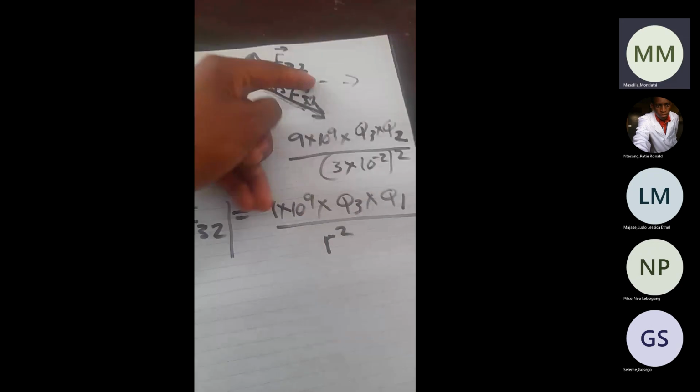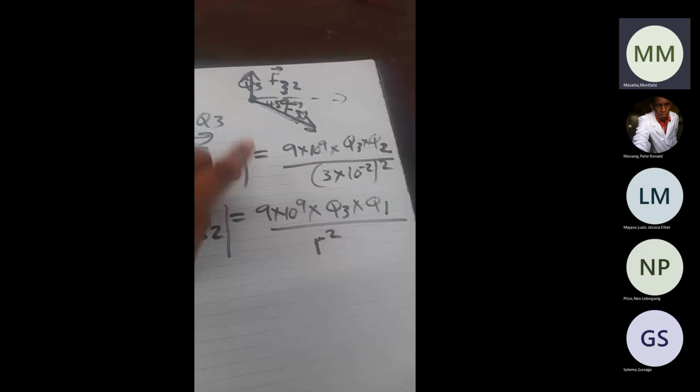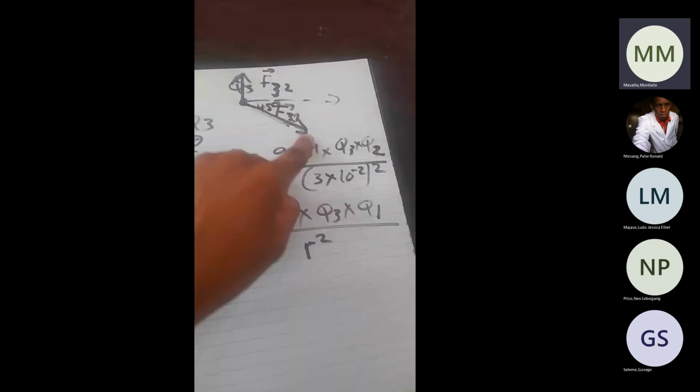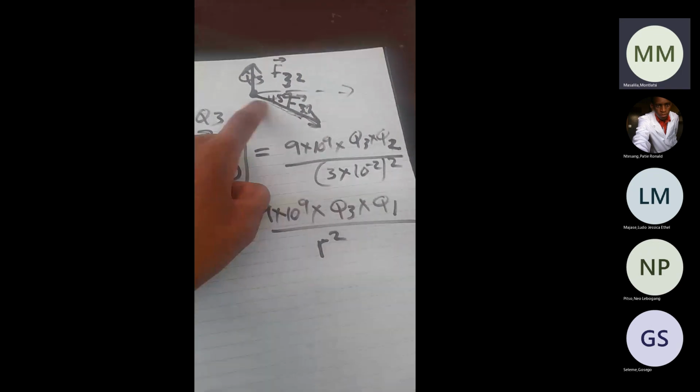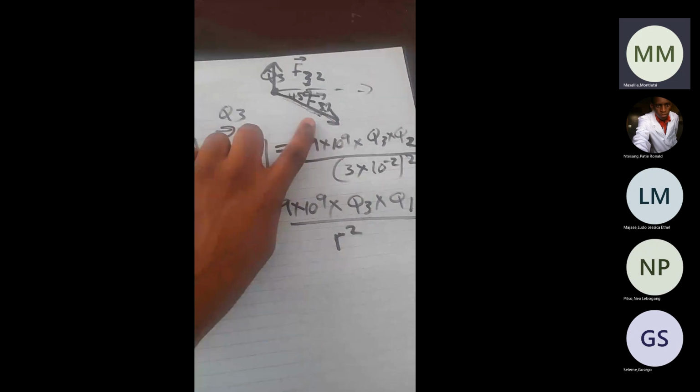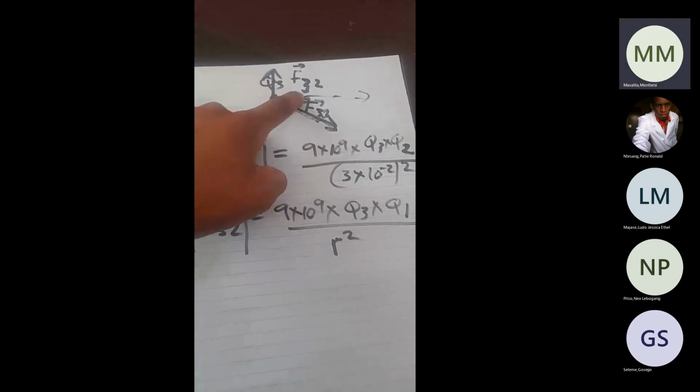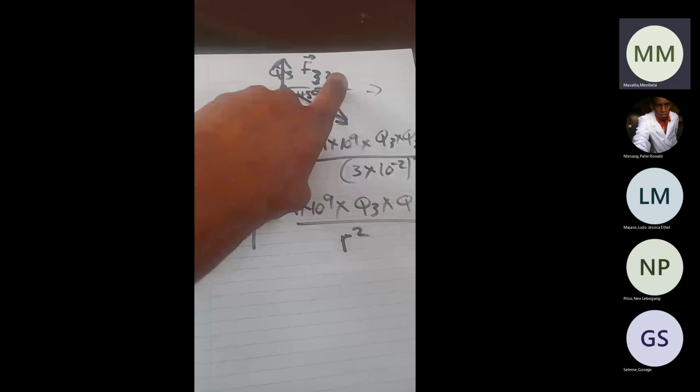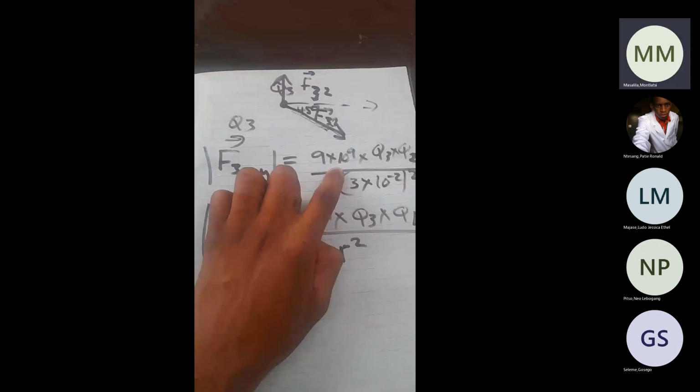I hope you understand. Like we are doing in vectors, then after we find this guy, which is the magnitude, we write this guy in terms of x-axis and y-axis.